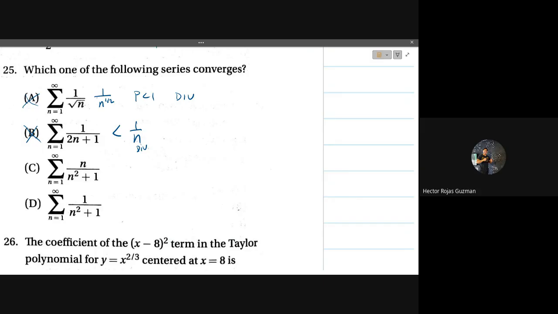Okay. C can be compared to the same thing. You can compare it to the harmonic series 1 over n. And for the same reason, it diverges. This next one can be compared to the P series 1 over n squared, because P is greater than 1, it converges. And also, the one that we're using to compare it with is greater. So, this one converges.